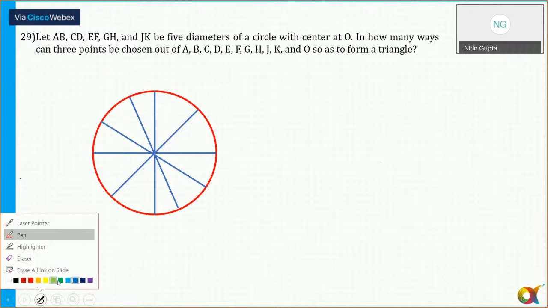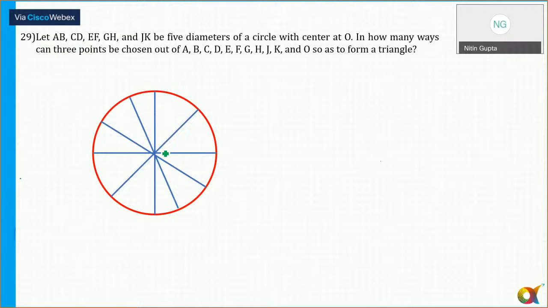Okay, guys, there are 11 points. This is the point O also. So out of these 11 points, if I select any 3 points, I'll get a triangle, that is 11C3 minus. But 5 of these will never give me a triangle, they will give me a straight line. Like if I select the point A, this is point O and B. So out of these 11 points, if I select the points A, O, B, they will form a straight line, you will not get a triangle, isn't it?